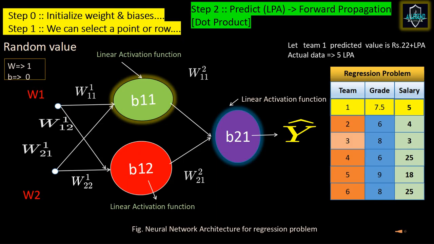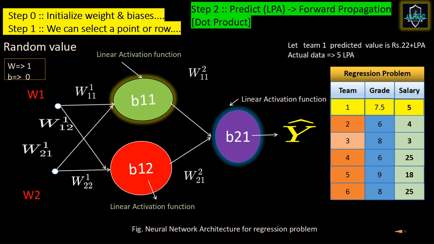So let's see. Here we have to take some steps. In step 0, initialize weights and biases. We have to initialize, then we select a point or row. There we will activate our nodes and we'll use a linear function. So what is our role here?